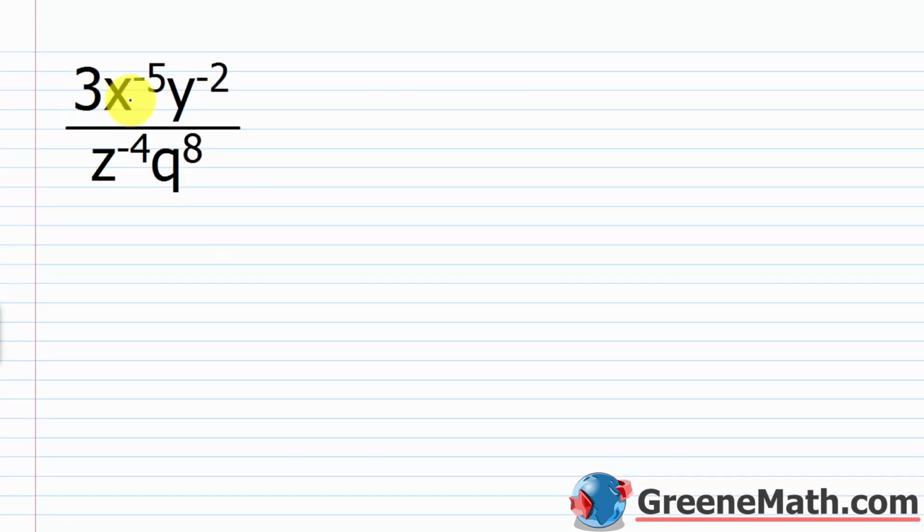So we have 3x to the power of negative 5, y to the power of negative 2, over z to the power of negative 4, q to the 8th power. So if I wanted to simplify this or write it without any negative exponents, what I could do is leave 3 unchanged in the numerator. I have this x to the power of negative 5. How could I write that without a negative exponent? Well, I could just drag this across the fraction bar.